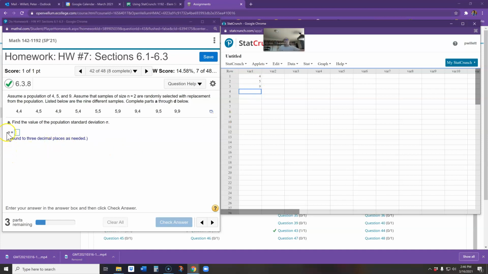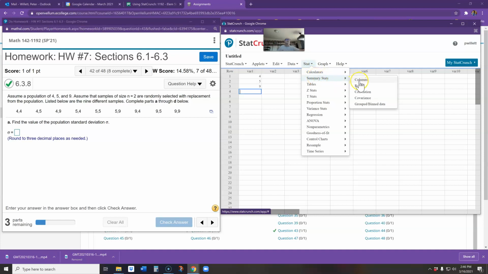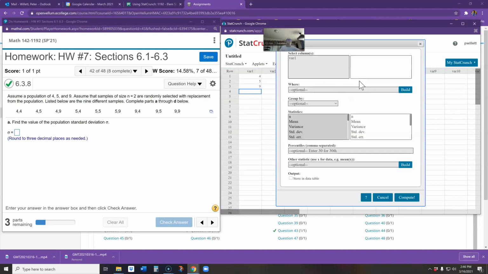So we are supposed to get sigma, which is the value of the population's standard deviation. So to do that in StatCrunch, so I don't have to use that nasty little formula, I'm going to go to Stat, Summary Stats for columns. And I'm going to choose the column.